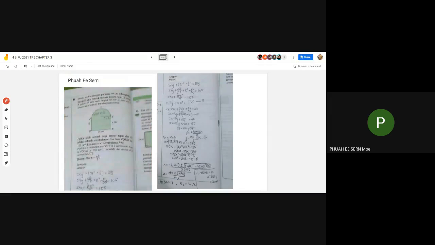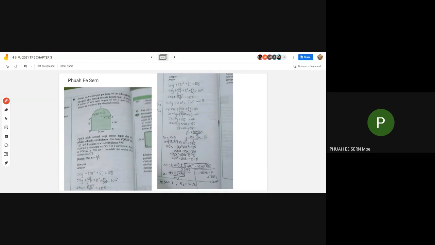Okay. So, good morning everyone. I will explain number 11. So, read the question first. A piece of wire with 40 cm is bent into shape as shown in the diagram below. PQRS is a rectangle and PTS is a semicircle. If area of PQRST is 105 cm square, calculate the radius of the semicircle PTS. So need to calculate the radius, which is half of the circle.